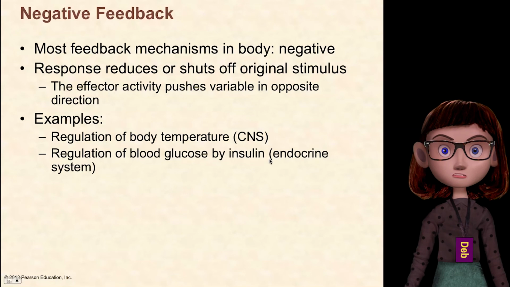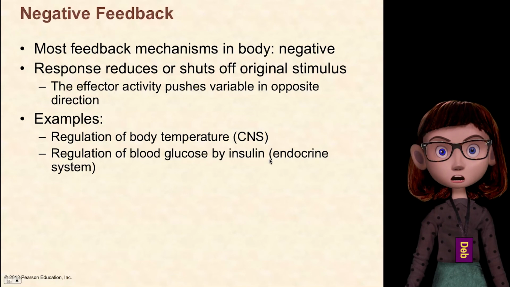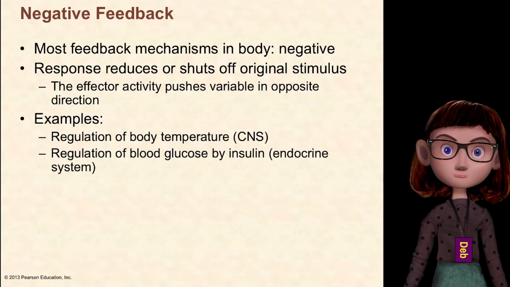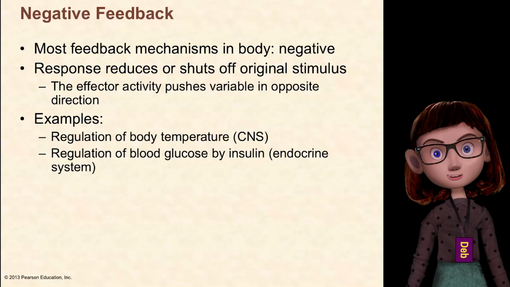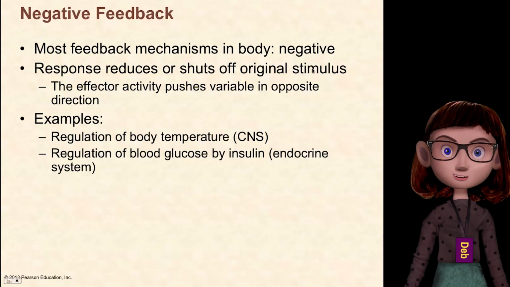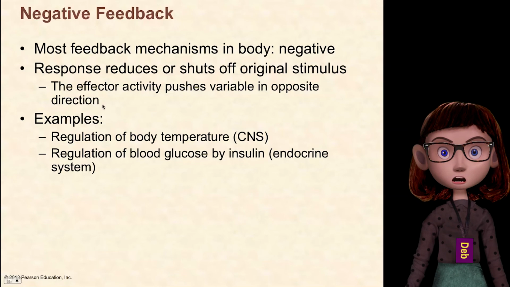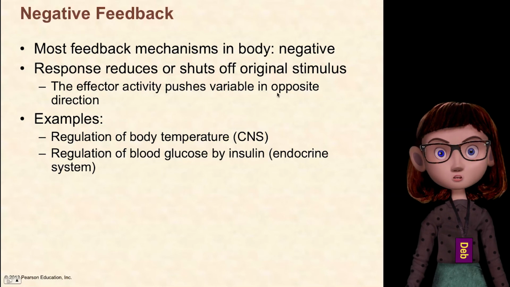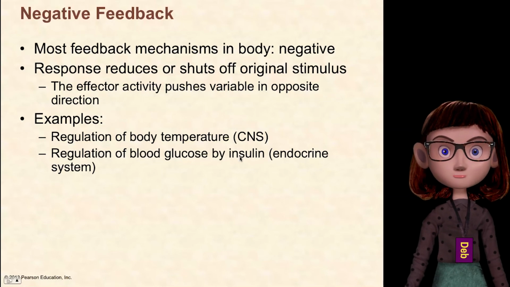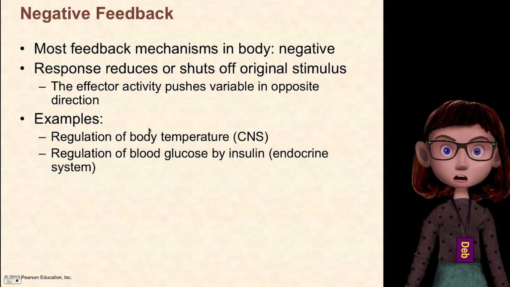Negative feedback systems are the way our body can maintain homeostasis. Most feedback mechanisms in the body are negative feedback systems, and this would be a response that reduces or shuts off the original stimulus. The effector activity will push that variable in the opposite direction. There are two examples, one with the nervous system and one with the endocrine system.